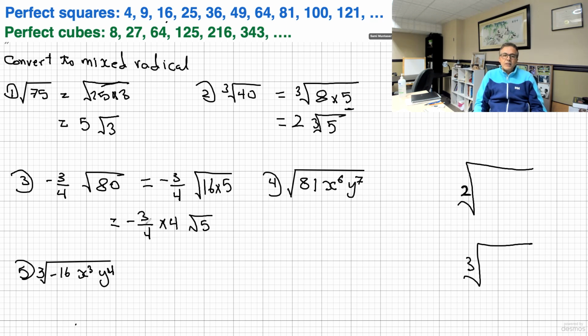Now, this times this, when you multiply a number times a fraction, you could just cancel that number with the bottom of the fraction, and therefore, your final answer for this is -3√5.